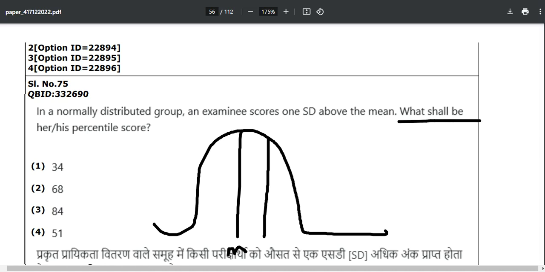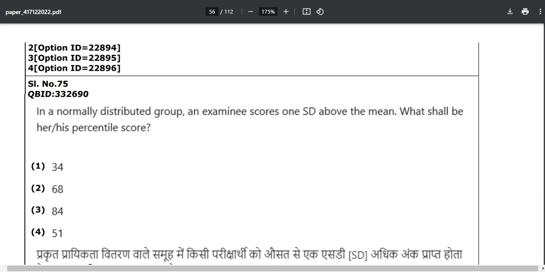Remember the magical numbers. What shall be her or his percentile score? Can you find out? Just remember the magical numbers 2, 14, 30. Oh wait, I'm not going to tell the answer. You are the person. The wordings have been changed a little bit.